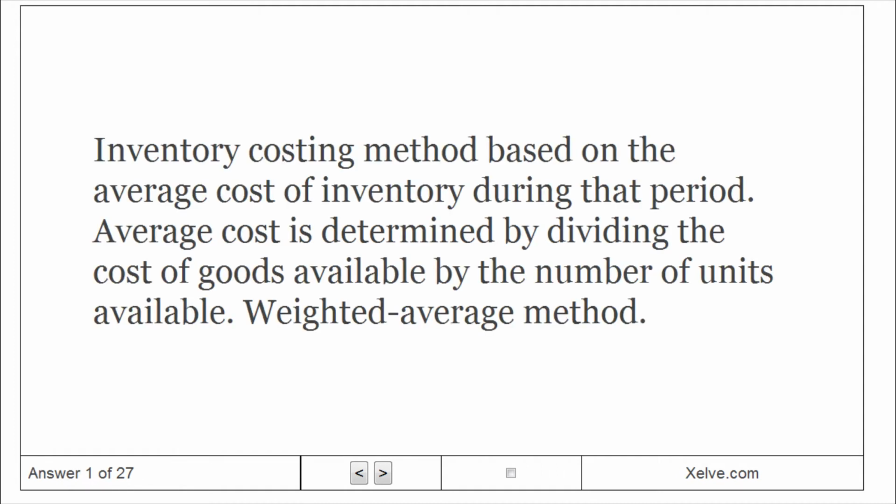Average cost method. Inventory costing method based on the average cost of inventory during that period. Average cost is determined by dividing the cost of goods available by the number of units available. Weighted average method.